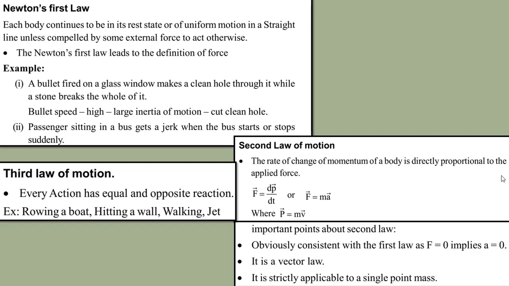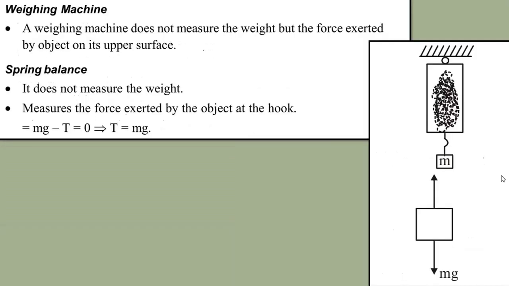The third law of motion: every action has an equal and opposite reaction. This is a very simple law given by Newton. Examples: rowing a boat, hitting a wall, walking, jet. Then weighing machine. A weighing machine does not measure the weight but the force exerted by the object on its upper surface. Spring balance does not measure the weight, it measures the force exerted by the object at the hook. Mg minus T is equal to 0, T is equal to Mg. So in the figure I have shown.